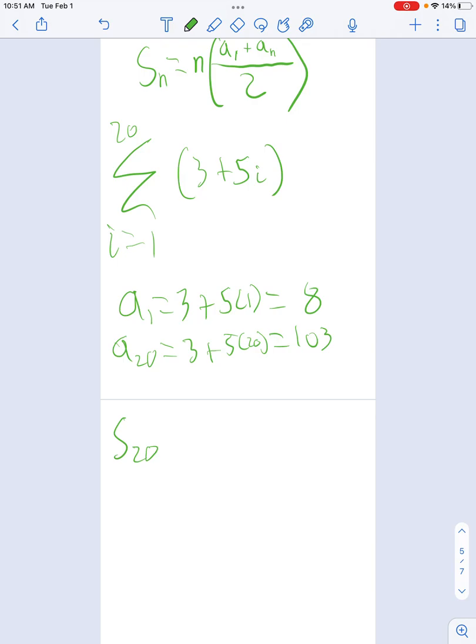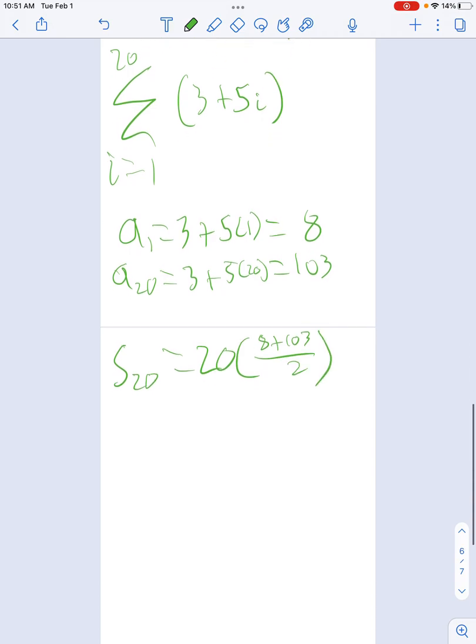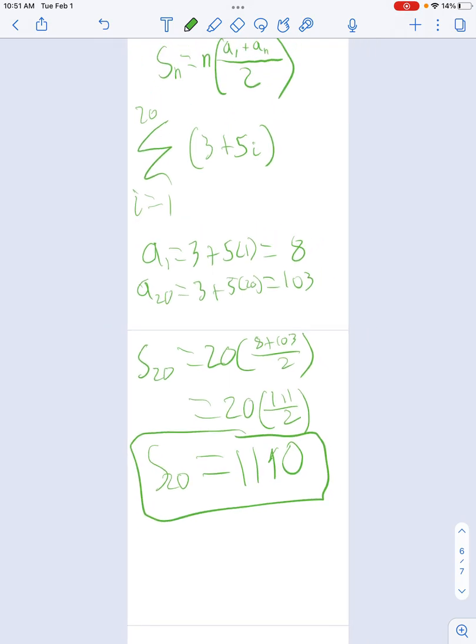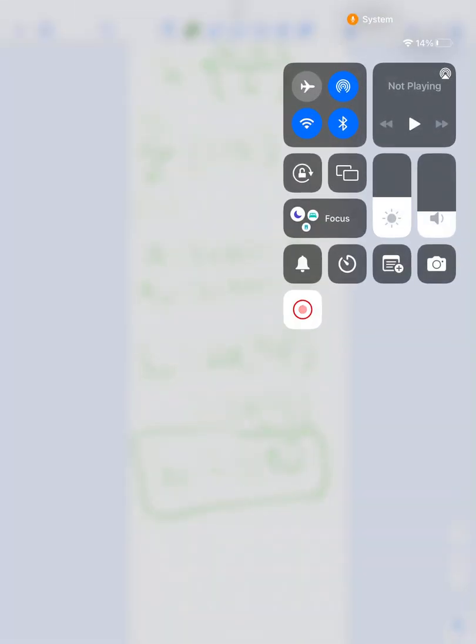So the sum of my 20 terms is 20 times 8 plus 103 divided by 2. Make sure you do what's in parentheses first. 111 divided by 2, times 20. And if you plug that into your calculator, you are going to get 1,110. So the sum of the 20-term series is 1,110.